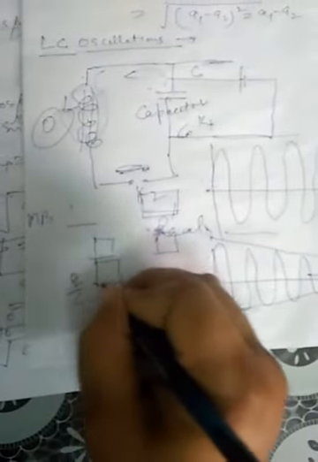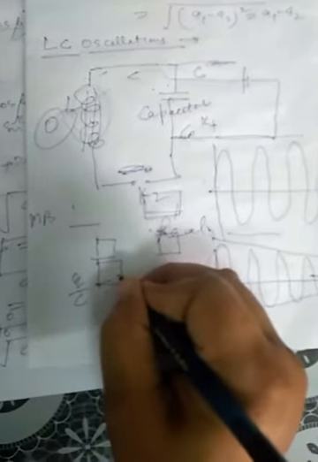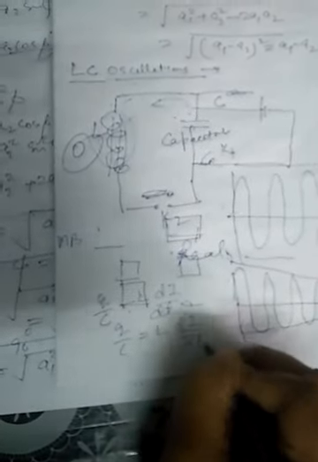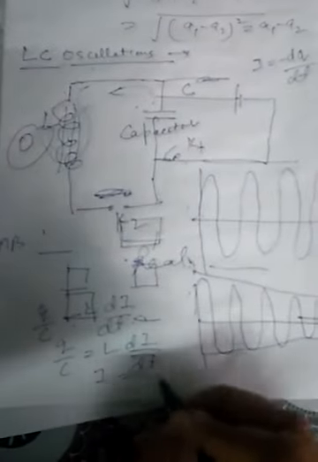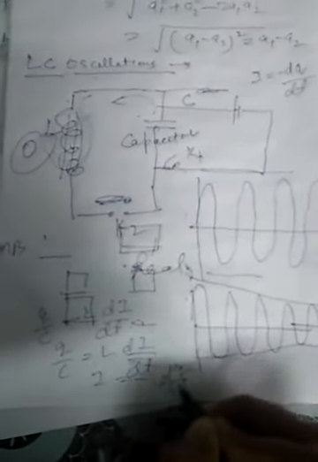Now we know that Q by C is the potential across the capacitor, and the EMF, the voltage across the inductor, will be this one. So Q by C is equal to L into di by dt, and I is equal to minus dq by dt, because the charge on the capacitor is decreasing with time.